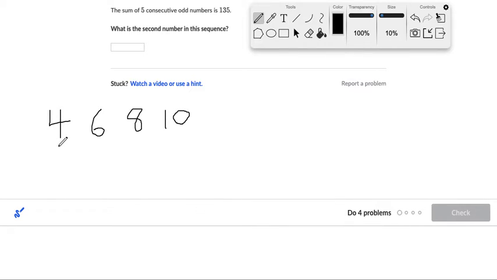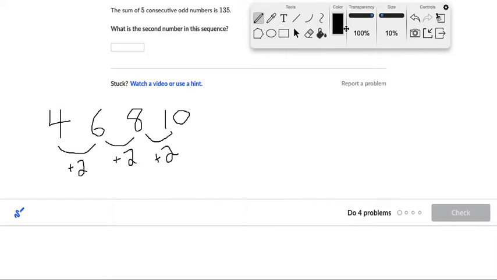And if we look, this is pretty similar to the odd numbers. Every time I move forward, I go up by 2 because we're skipping all of the odd numbers. So every new number in the sequence is 2 higher than the last one. And that's going to be really important when we deal with consecutive number problems.